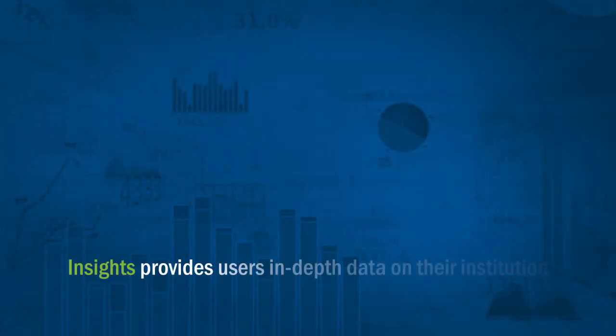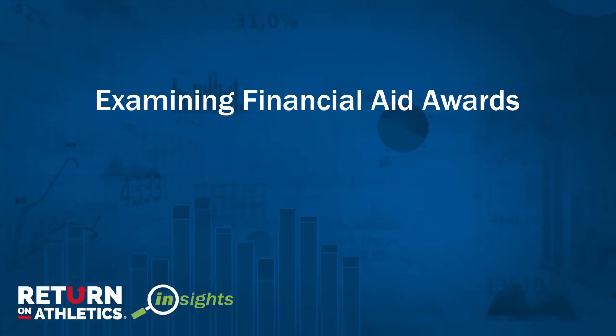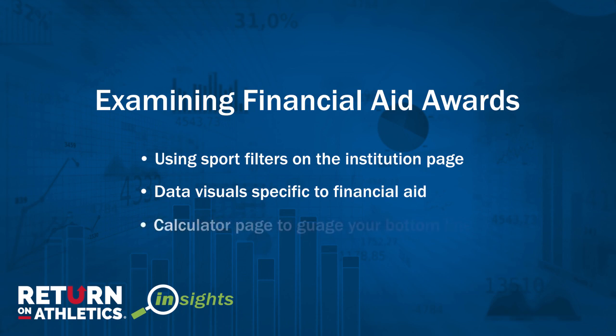The goal of ROA Insights is to provide users an easy way to get in-depth data about their institution in key categories. You can use the filters to dive deep into specific programs, while also using the navigation at the top to access additional visuals, such as the financial aid summary that we looked at today. Additionally, the calculator page provides an easy way to play with your data.